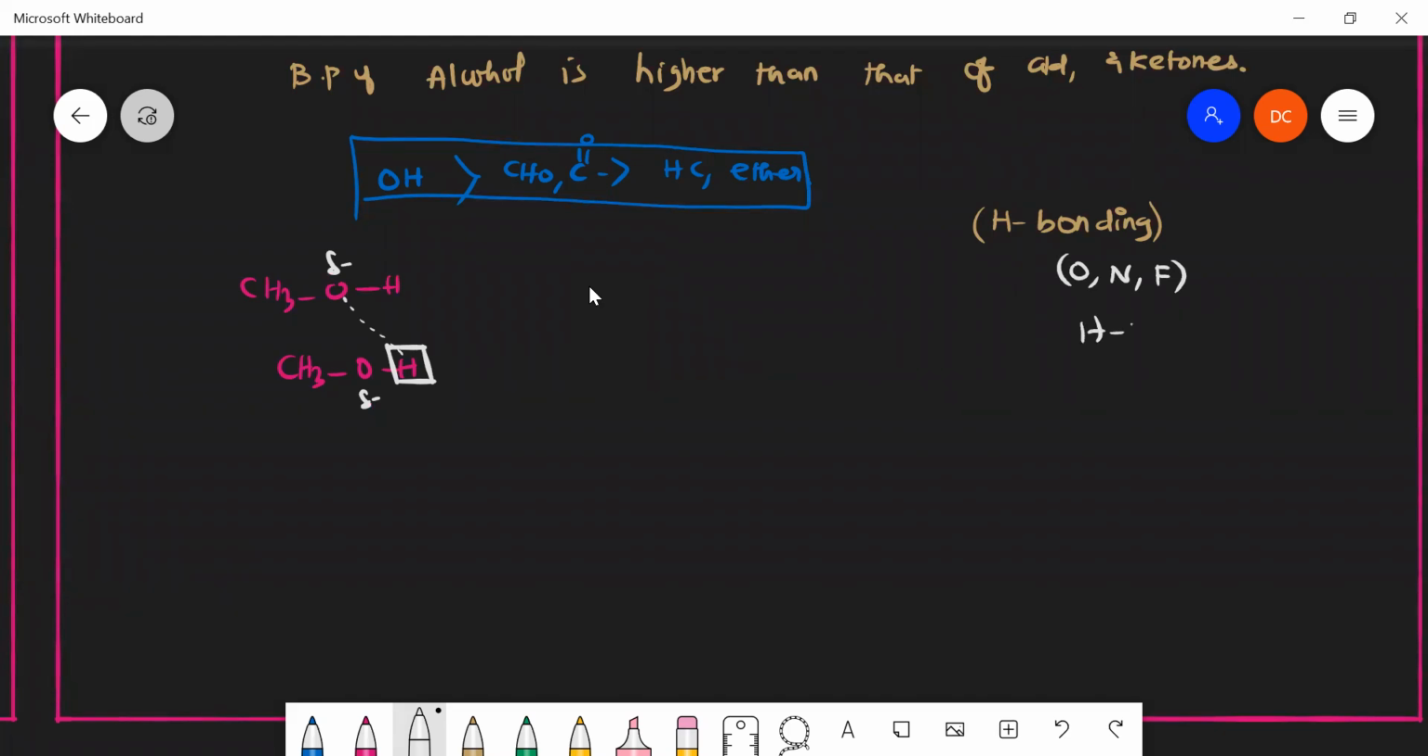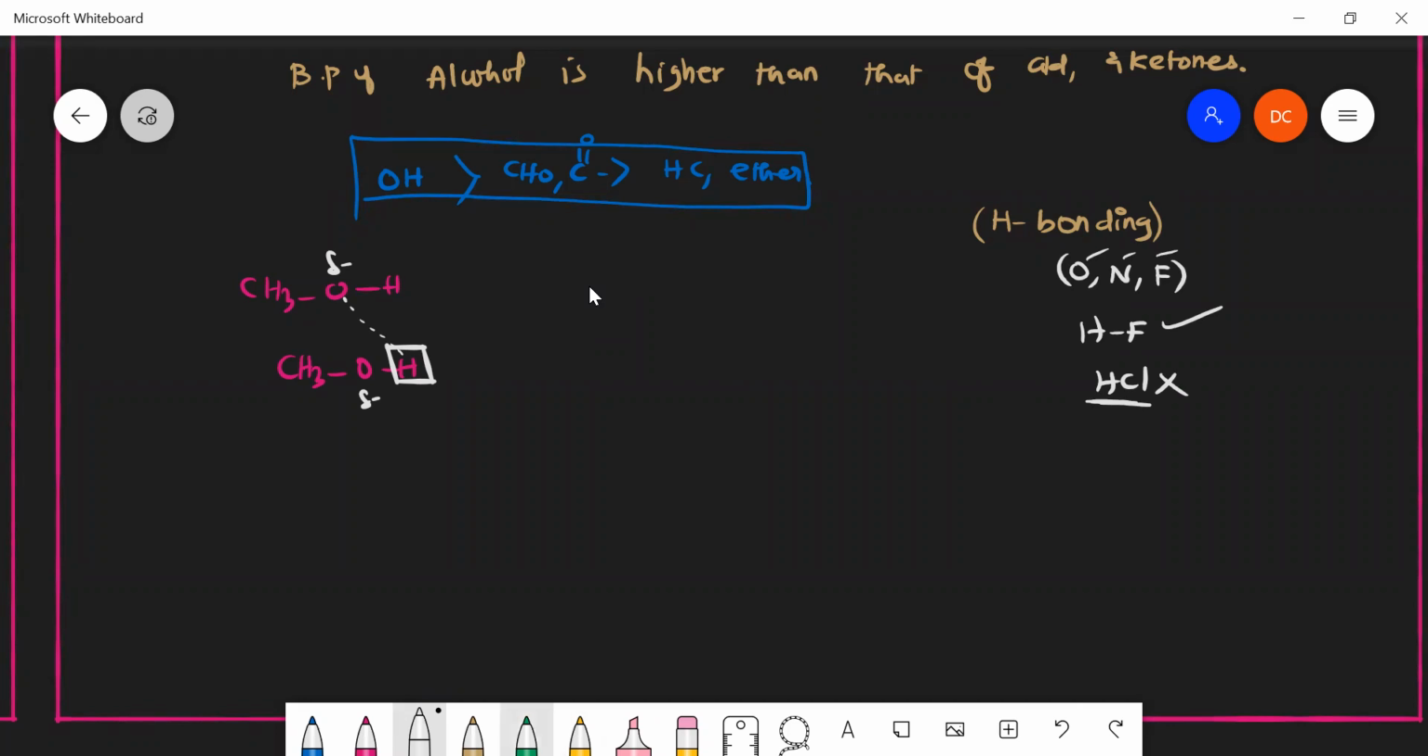Even HF will form hydrogen bonding. HCl is not, because the difference in electronegativity is somewhat less when compared to HF. That's why it does not form hydrogen bonding, though it can try to. So only oxygen, nitrogen, fluorine.